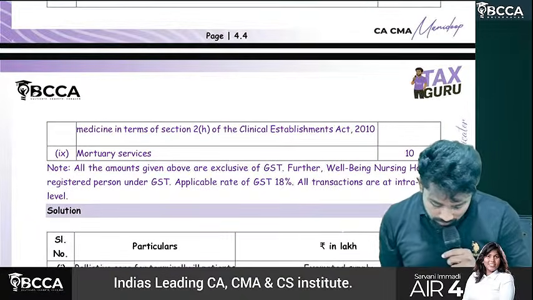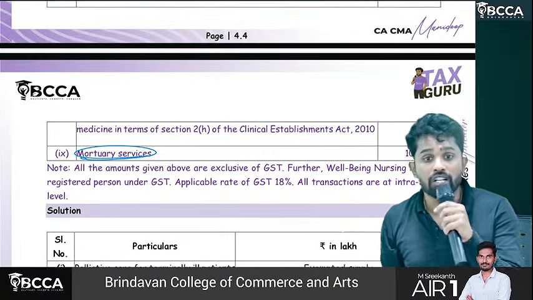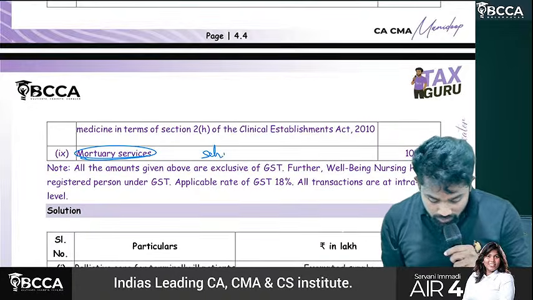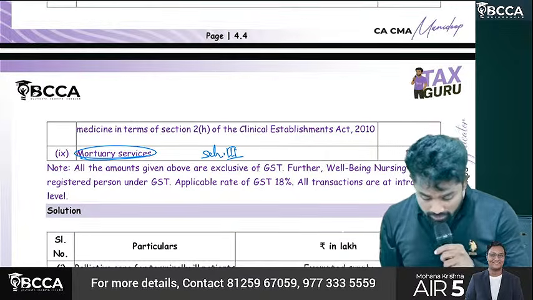Then one more thing is there, sir. Mortuary services. Sir, mortuary is covered under the negative list. It is not even a supply. Schedule 3: funeral, burial, crematorium services including transportation of the deceased. So there it is what? Negative list.